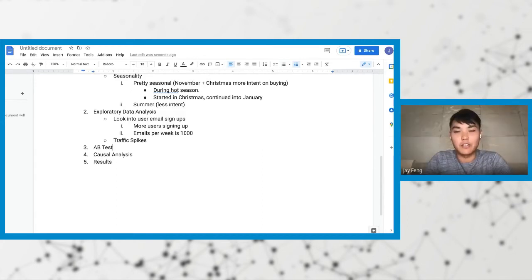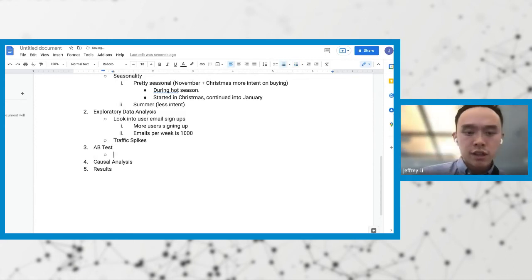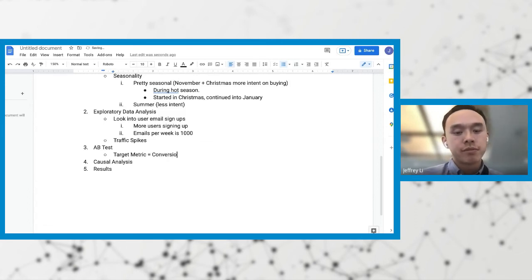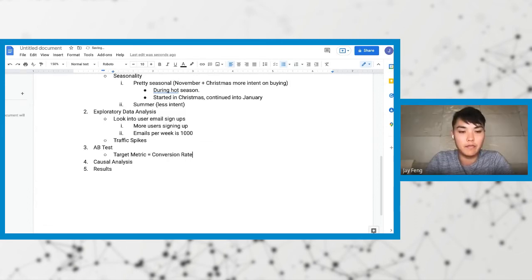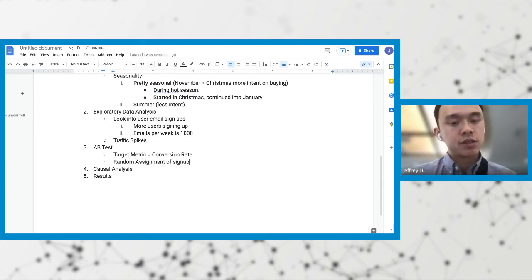Let's say that we are. What would you run the A/B test on? Yeah, so I think if we run an A/B test, we just use the target metric as the conversion rate. And then theoretically we'd want a mechanism to assign new people who sign up into treatment or control. So we'd probably do some random assignment of signups into treatment and control.